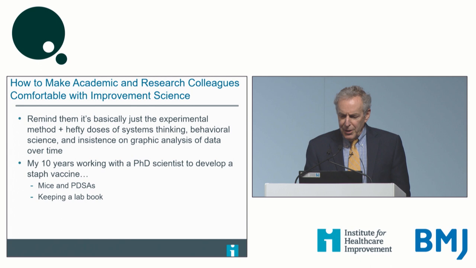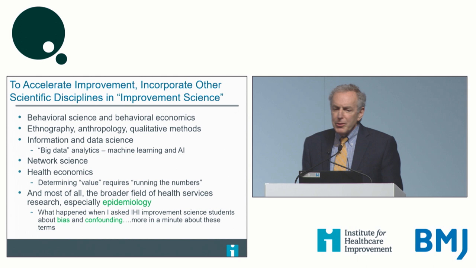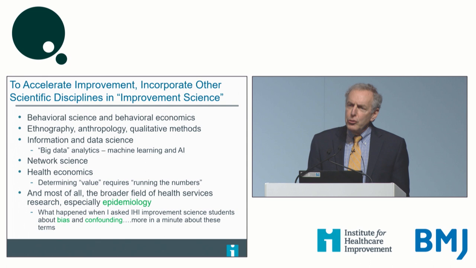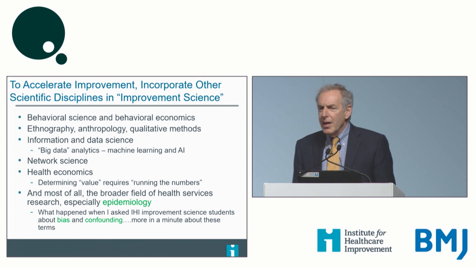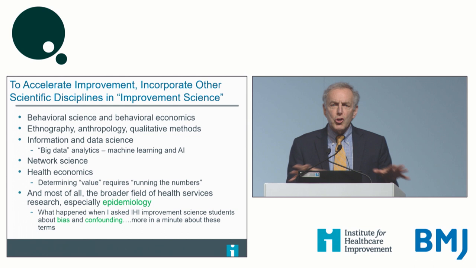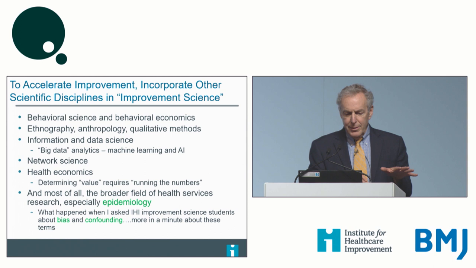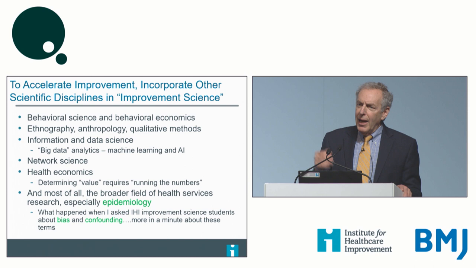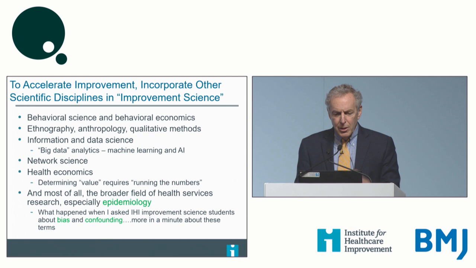To accelerate improvement, I'm a strong believer in incorporating other scientific disciplines into improvement science. We do not own the science of improvement. We should be working with behavioral scientists, ethnographers, anthropologists, qualitative researchers. Increasingly, we're going to need to know more about data analytics and even artificial intelligence. Network science is incredibly important in looking at relationships for learning and relationships for spread and scale up. Health economics, I'll tell you, if I go into a major health system in the United States and I don't have somebody by my side who can run the numbers and show that what I'm doing really is cost saving, I'm not believed a lot of the time.